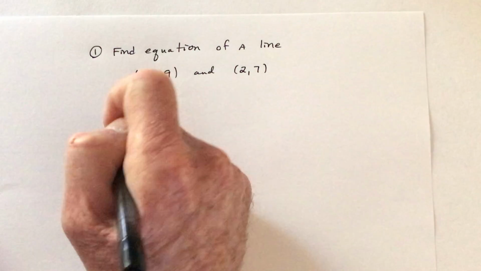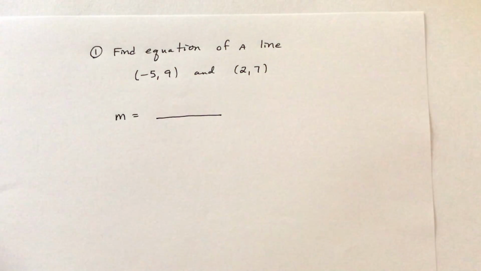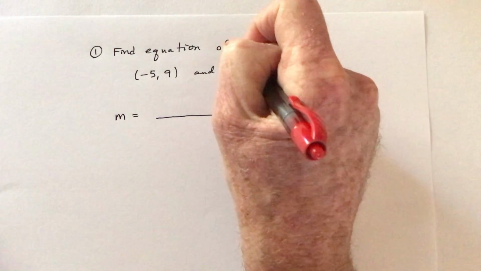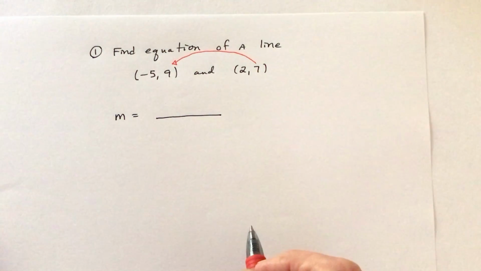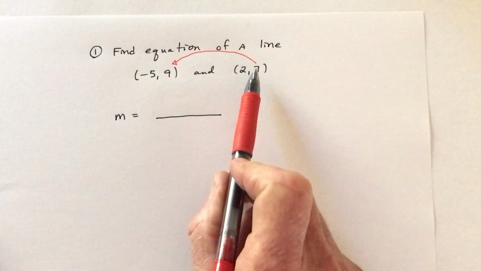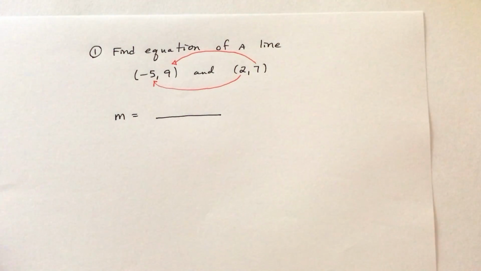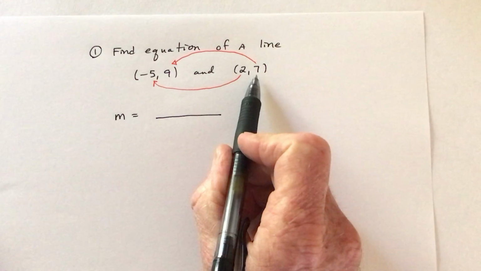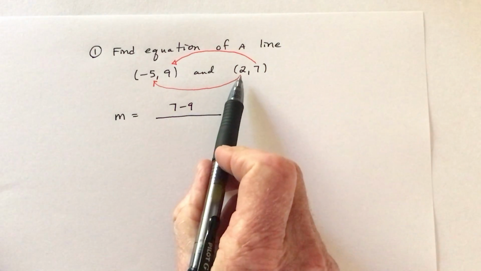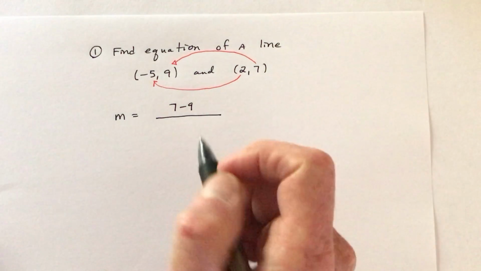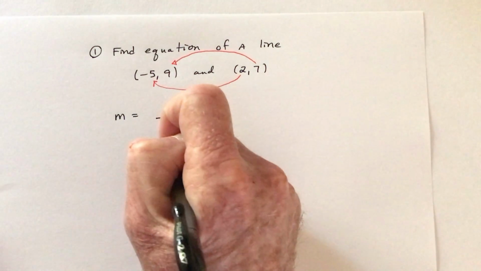First of all, we need to find the slope. So subtract the two y values, and I'm going to go this direction, y2 minus y1. The direction you go doesn't actually matter as long as you're consistent. So if I go from right to left on the y's, I have to go from right to left on the x's. So on the top, it's going to be 7 minus 9. And on the bottom, it's going to be 2 minus a negative 5.